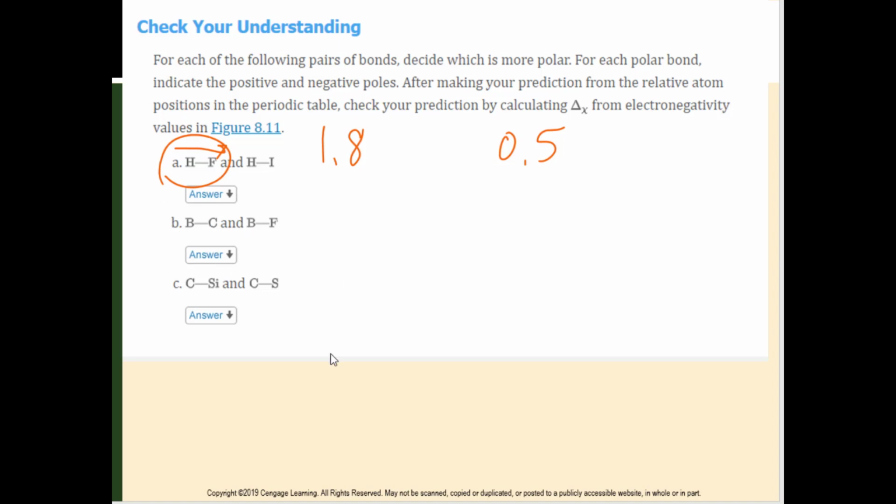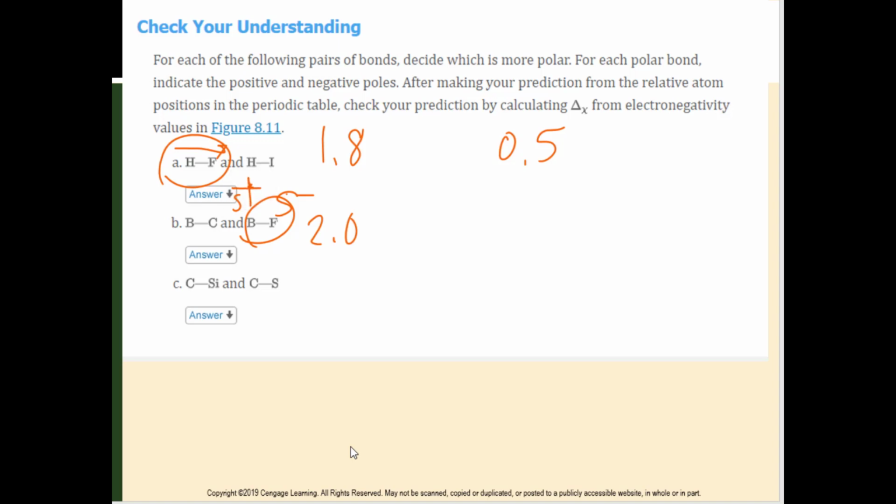When looking at BC and BF, BF has a greater electronegativity difference of 2.0. All we did was subtract boron from fluorine. Boron is 2.0 and fluorine is 4.0, so a difference of 2, versus if I just did B and C, 2.0 and 2.5, is only a difference of 0.5. So the more polar molecule here is BF, with F being the more negative end of that molecule.